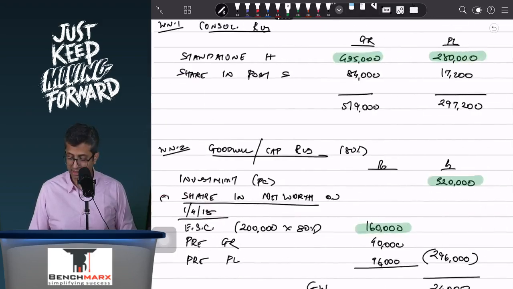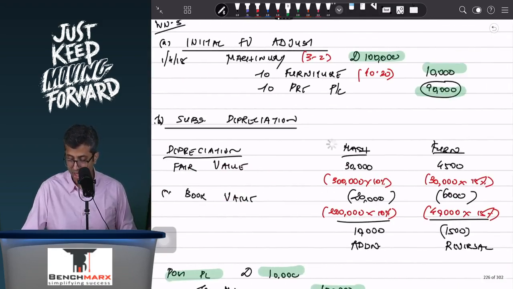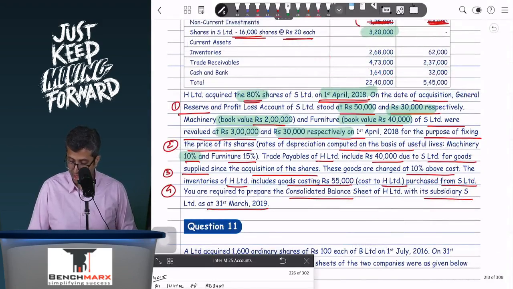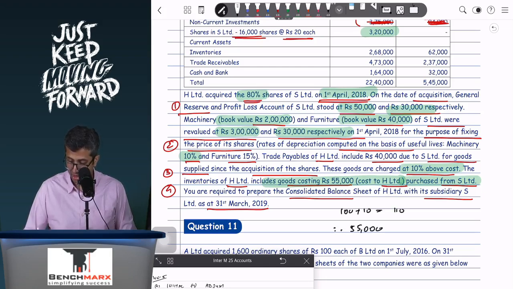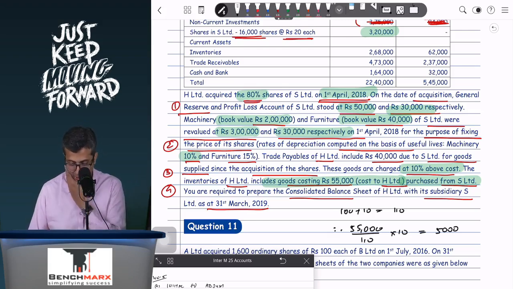Okay, next you will look at unrealized profit in stock. Over here there is a 55,000. The inventories of H include goods costing 55,000, cost to H, that is the selling price to S, purchased from S, and these goods were charged at 10% above cost. So if 100 was the cost, 10% is the profit. This is 110. Therefore 55,000 divided by 110 into 10 comes to 5,000. And hence over here this is 5,000.